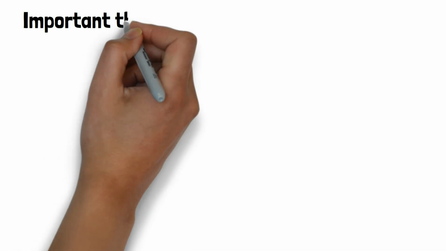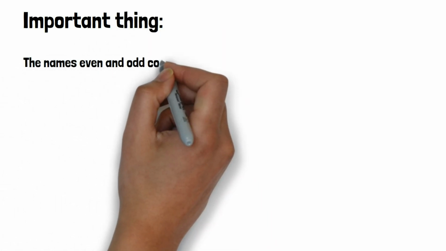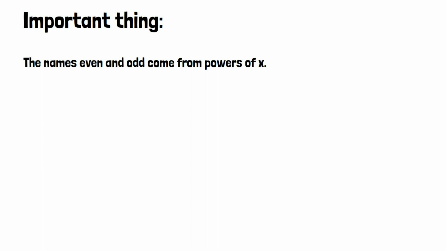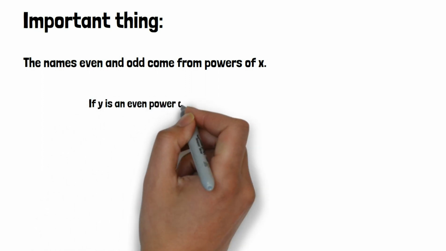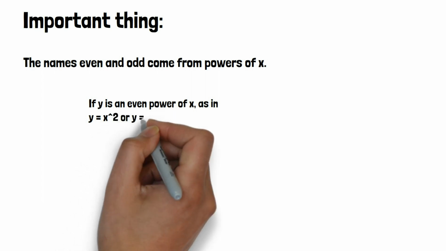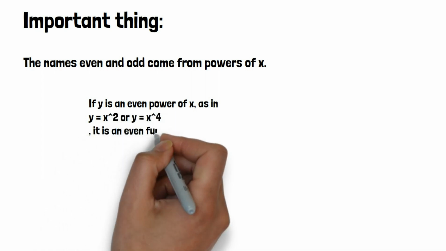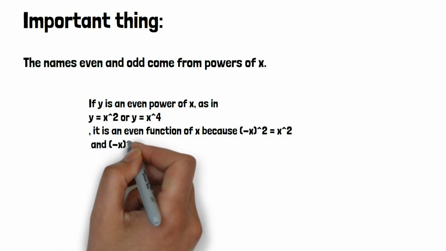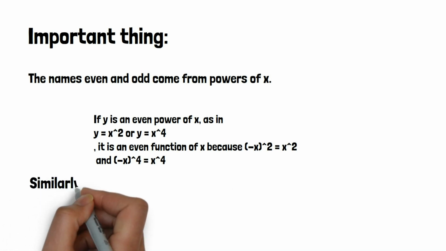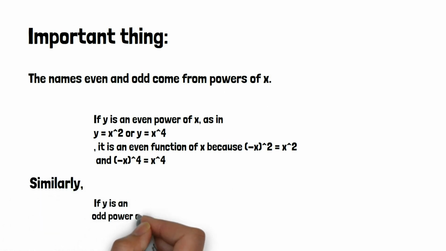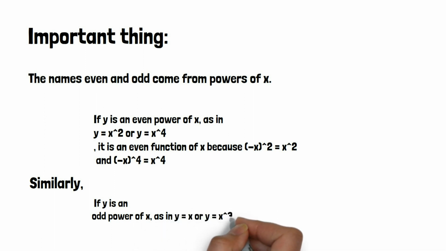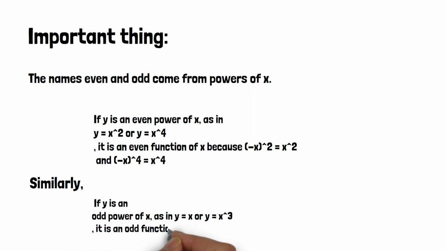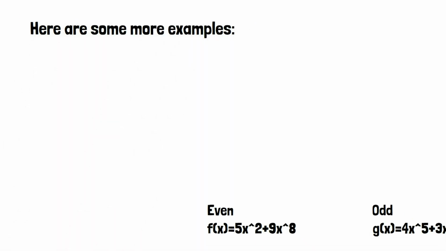Here one thing is important. The names even and odd come from the powers of x. Like if y is an even power of x, as in y is equal to x square or y is equal to x^4, it's an even function of x because an even power leaves the sign unchanged. And similarly, if y is an odd power of x, as in y is equal to x or y is equal to x cube, it's an odd function of x because odd powers change the sign of all terms of x.